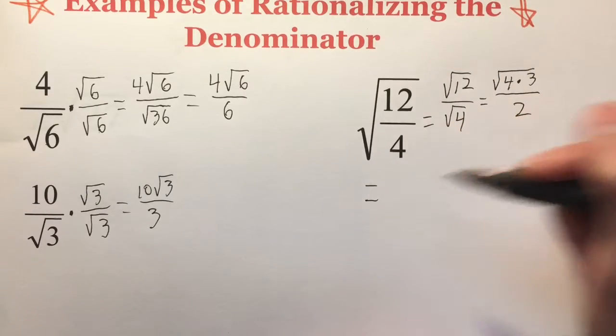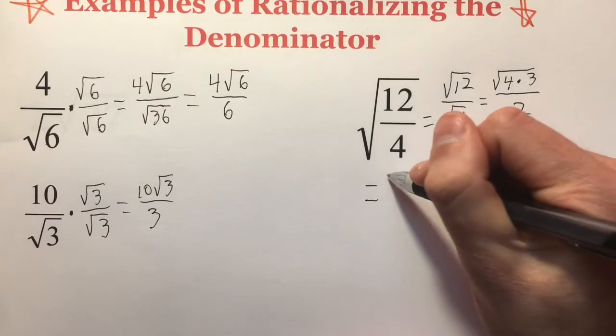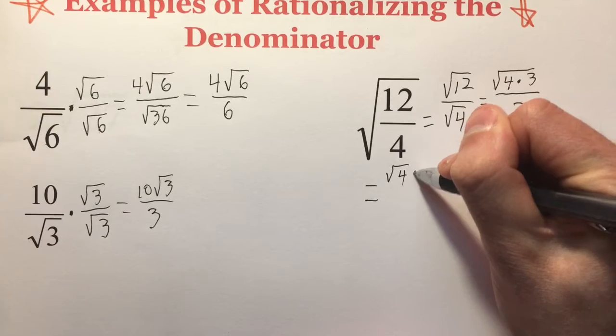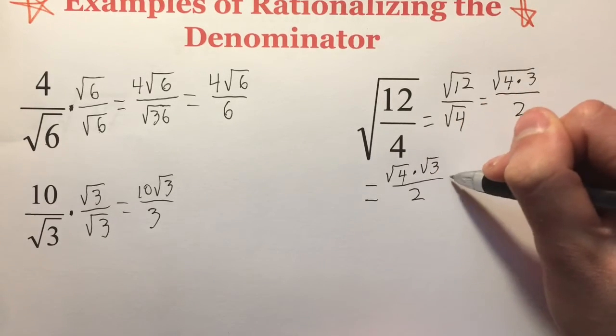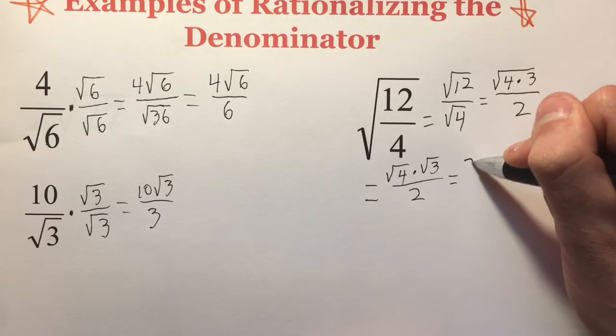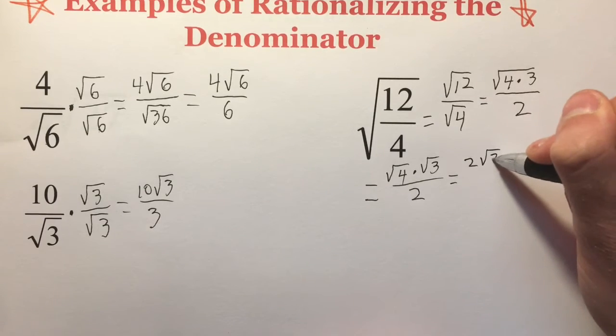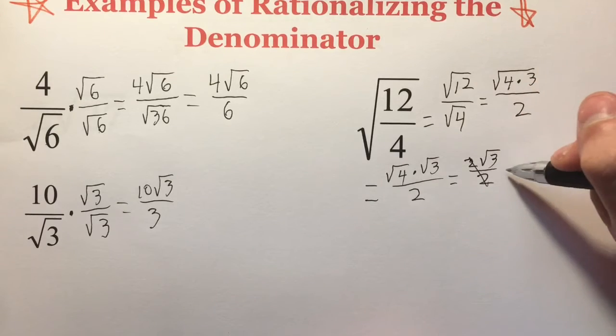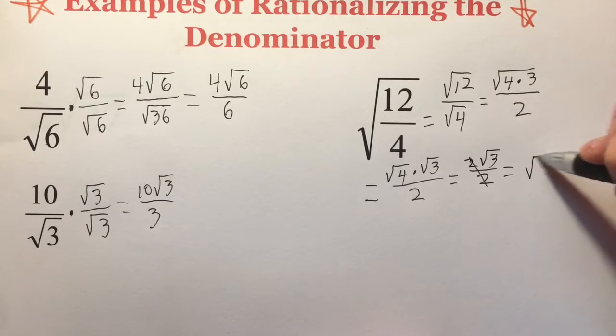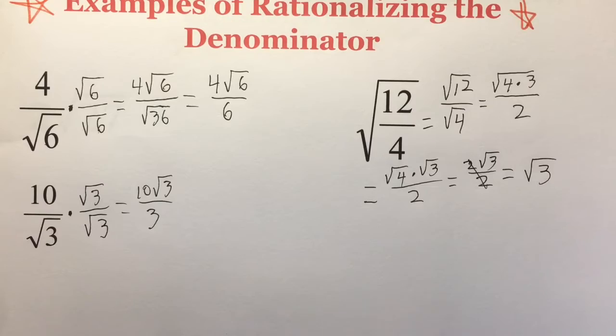So I'm going to bring this down here. Square root of 4 times the square root of 3 over 2. And we know the square root of 4 is 2. So 2 times root 3 over 2. And for our last step, we can just cancel out the 2s and we get the square root of 3.